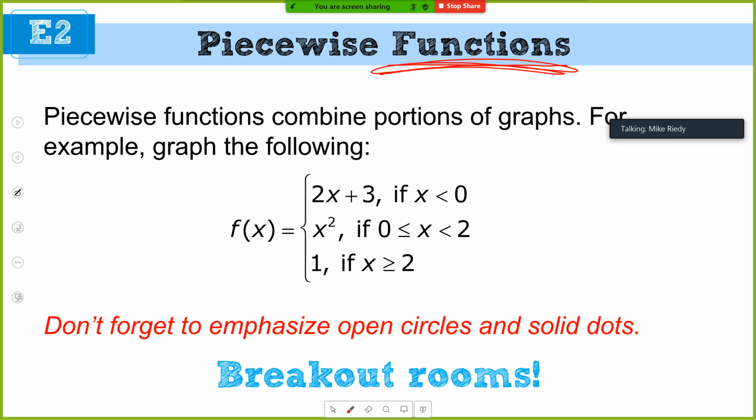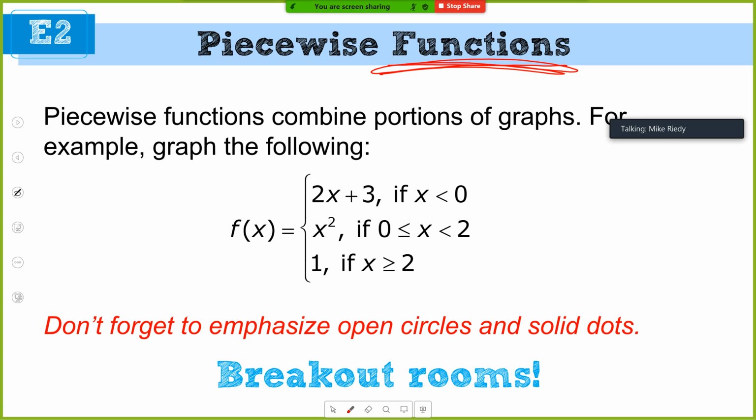So when you're done with this piecewise function, you want to give it the vertical line test. If it doesn't pass the vertical line test, you did something wrong. Okay? And you'll also notice in red, don't forget to emphasize open circles and solid dots. So what's going to happen is people just want to grab their calculator. You're going to graph all 3 of those functions on your calculator and try to slap them onto this ugly graph. There are spots where it starts and stops. Those starts and stops should also be determined by solid dots and open circles.